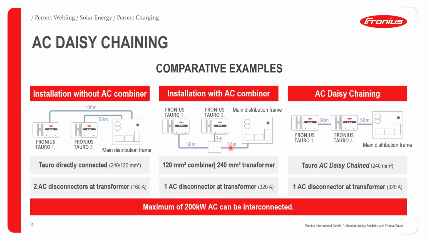We don't need any AC combiner boxes, which is also not that cheap if we talk about a big system where we would need multiple of those. And again, we only need 1 disconnector at the transformer at the main distribution frame. So all in all, it's a much cheaper way, or a much more cost-efficient way, to cable the AC side. And please don't forget, there is the limit of 200 kV that can be interconnected.